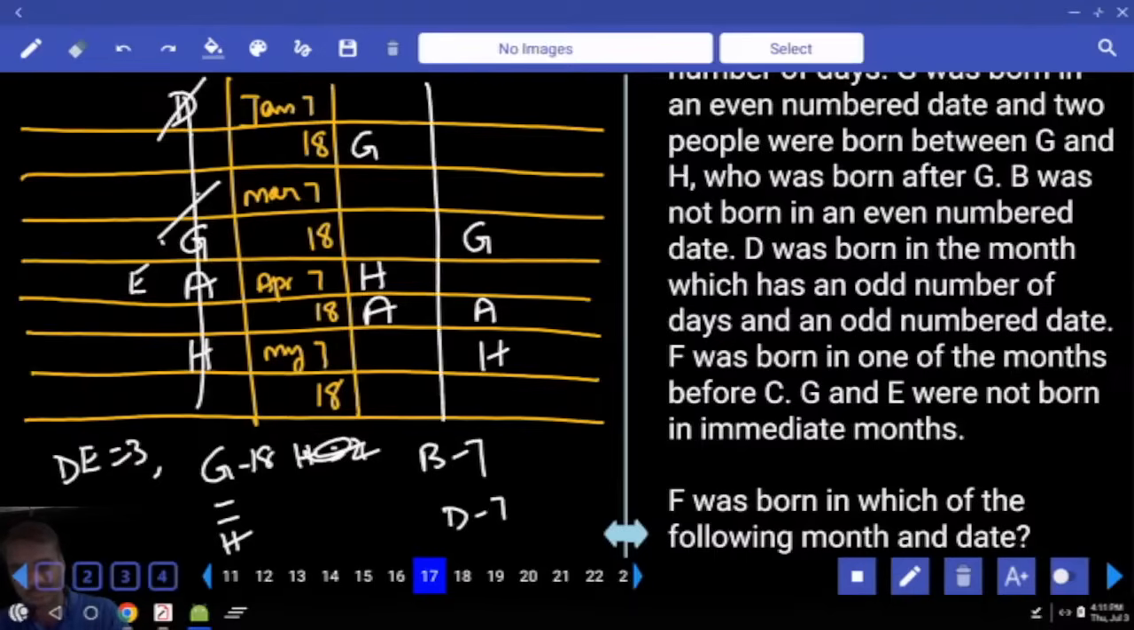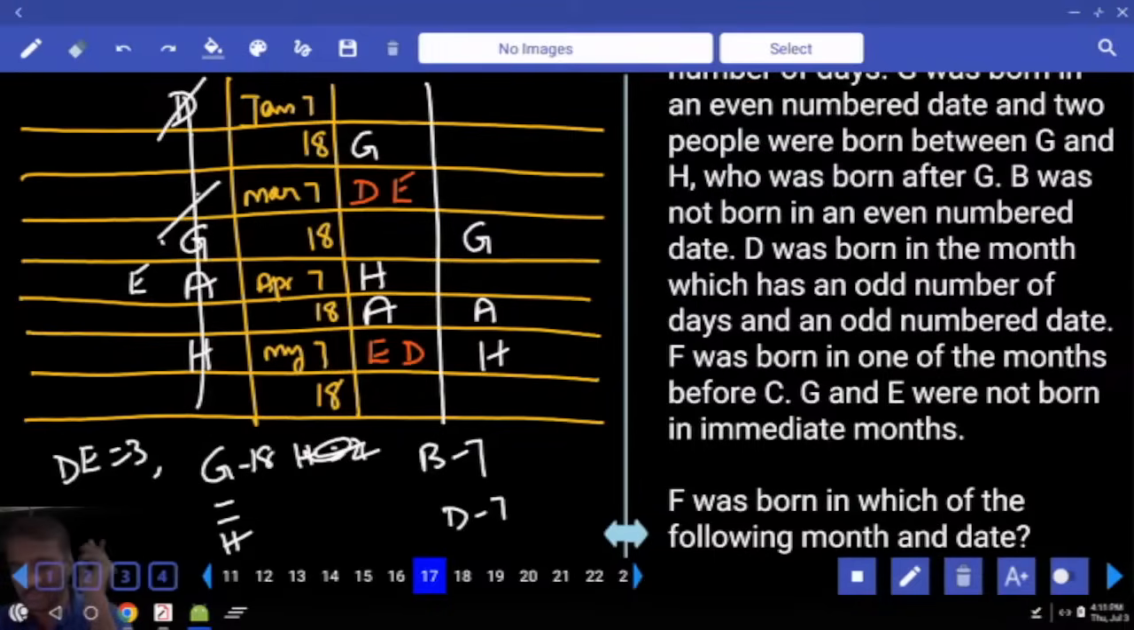Then coming back to this one. D was born on 7th. Can we have D at this place? If D is here, 1, 2, 3, E must be here, not possible. D cannot be at this place. Then D must be here. If D is here, there are 3 persons in between D and E. Or if D is here, E will be here.